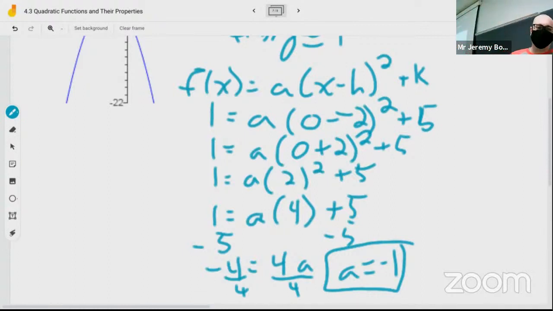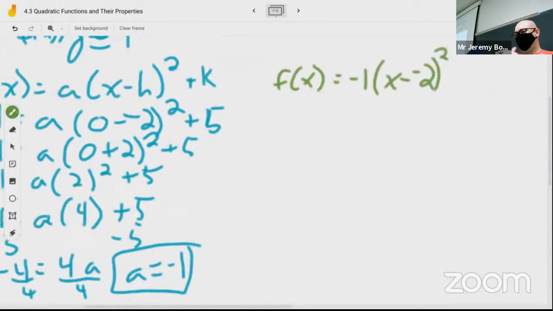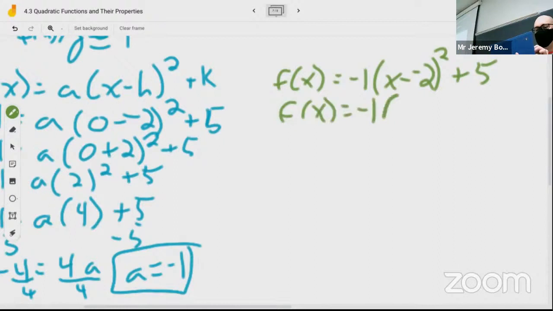So remember, we're going to plug everything back in, everything but the f(x) and the x. So we're plugging a, plugging h, plugging k. So we're going to have f(x) = -1 times (x - (-2))^2 + 5. Be careful here because now the minus a negative 2 really matters. You're going to make that plus 2. And so we'll have f(x) = -1(x + 2)^2 + 5.